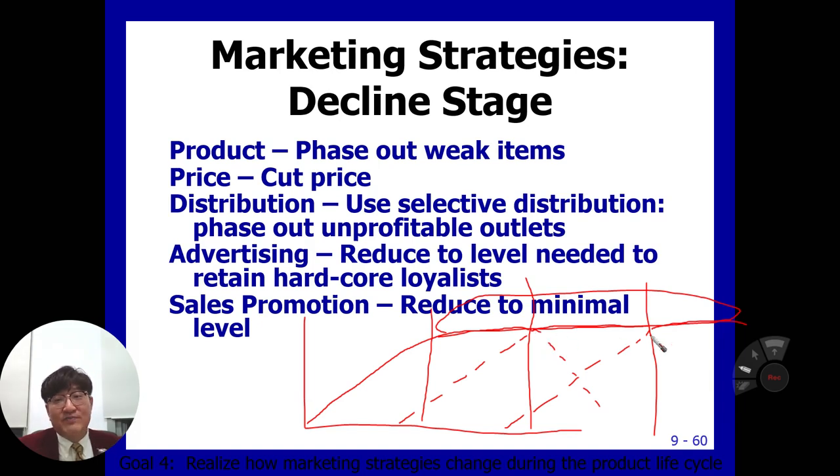It's something like this: if you want to keep your product in the maturity stage, it requires advanced planning. Sometimes people do not recognize that advanced planning, but that is what marketing does. That is what a marketer does. All right, I think this is it for chapter 9.